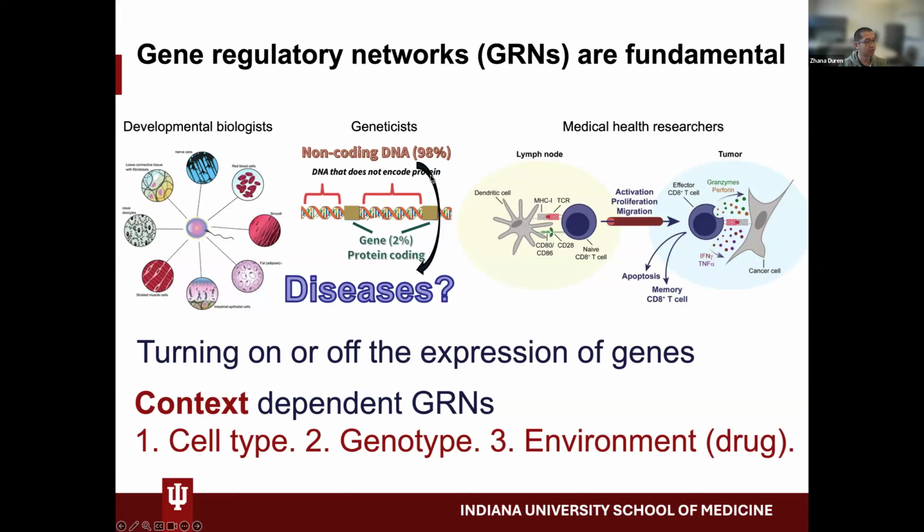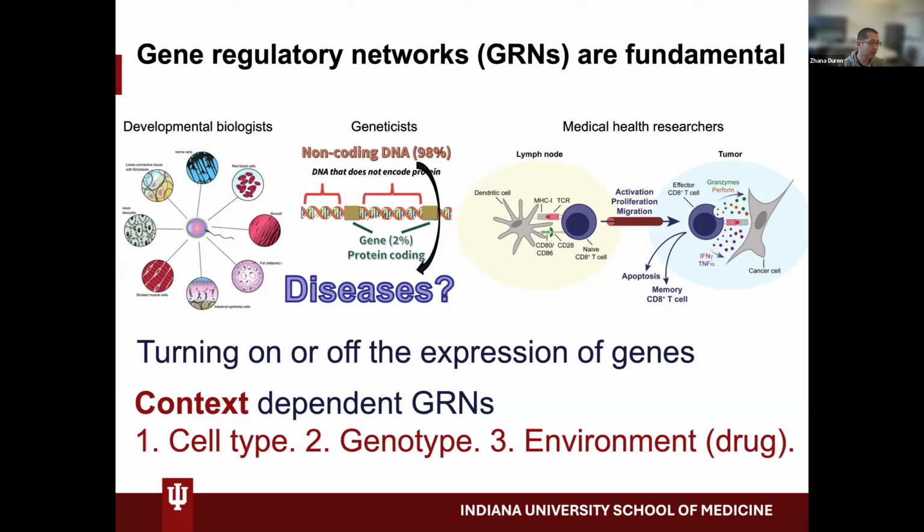How a variant in a non-coding region could cause disease is a genotype-specific gene regulatory network. And if you look at many medical health researchers, they're asking how a healthy cell responds to an environmental signal and transitions from healthy to disease, or how a drug therapy can convert the disease case back to healthy. That is actually an environment or drug-dependent gene regulatory network. So all these cases could be summarized as context-dependent GRN.